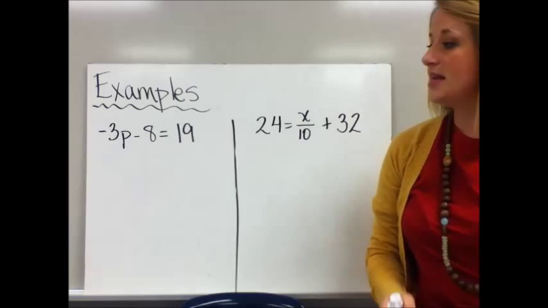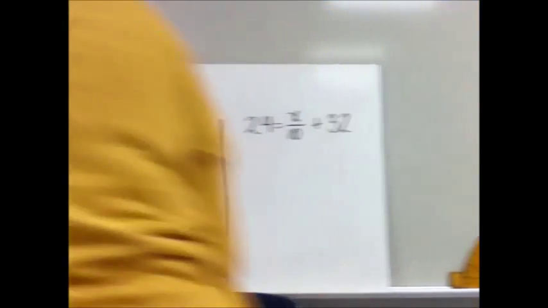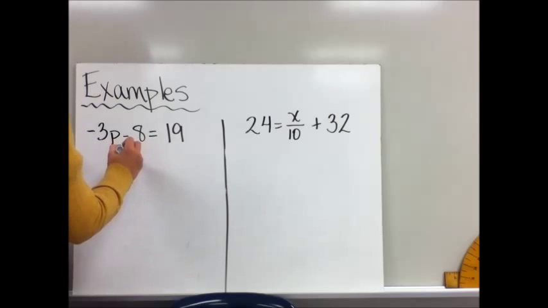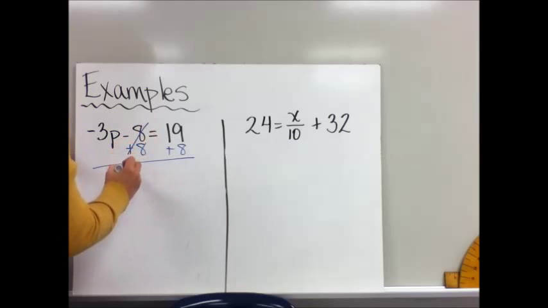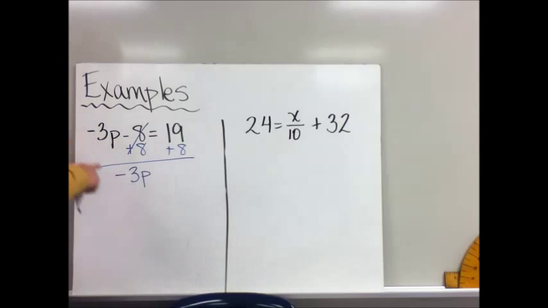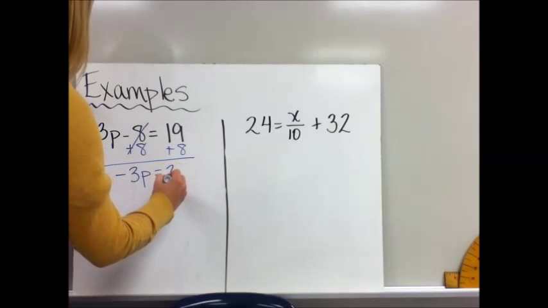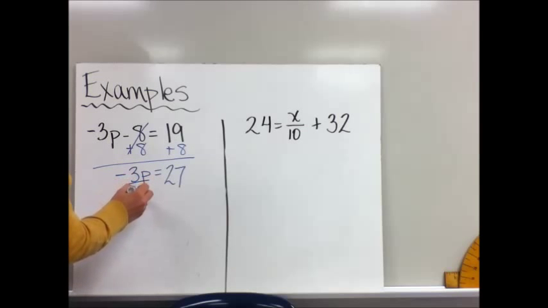So let's try these examples. Negative 3p minus 8 equals 19. I'm going to start by undoing the subtraction, so I'm going to add 8 on both sides. Cancels there, so negative 3p comes down. Do not forget that negative in front of the 3. It hasn't gone anywhere. That equals 19 plus 8, which is 27. I'm going to reevaluate it then. p is being multiplied by negative 3. I'm going to undo that by dividing by negative 3 on both sides.